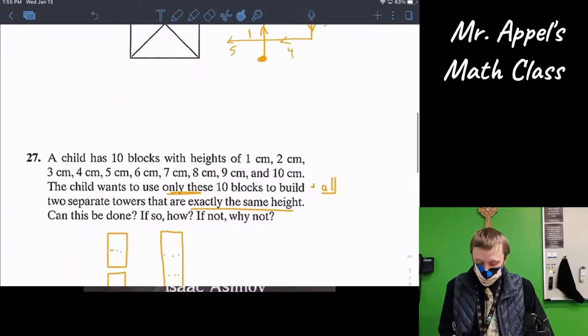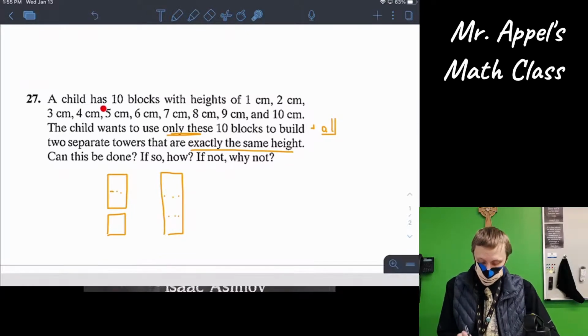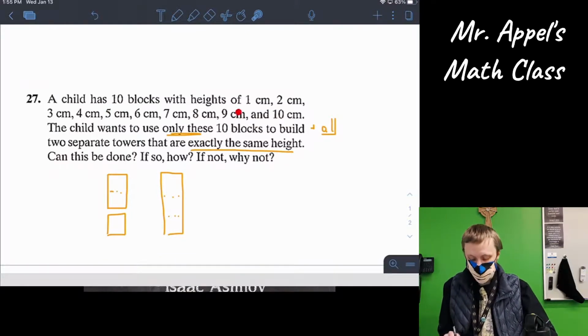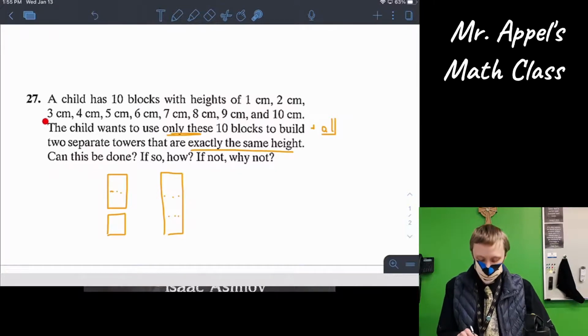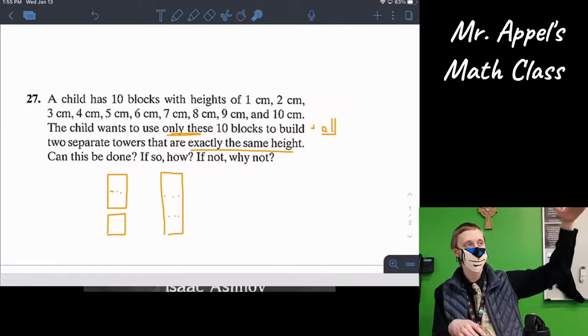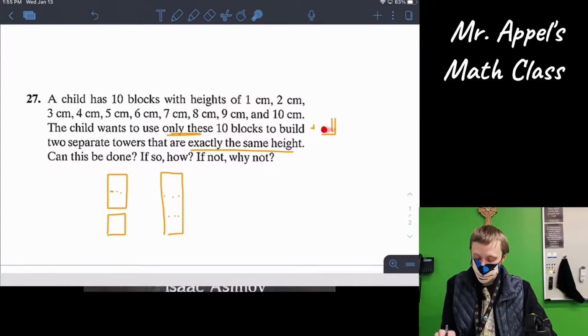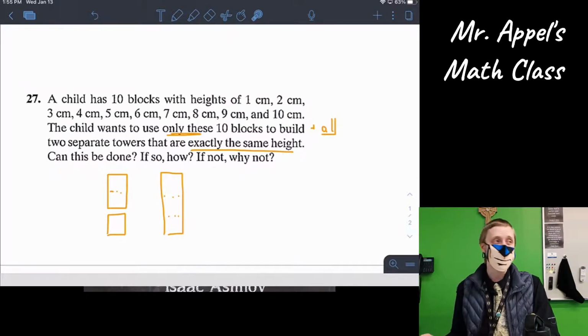All right, and then finally, for level 1, we have a child has 10 blocks with heights of 1 centimeter, 2 centimeter, 3, 4, 5, 6, you get the idea, right? All 10 sizes, centimeters of blocks. The child wants to use only these 10 blocks, and I should specify here, all the blocks, to build 2 separate towers that are exactly the same height. Can this be done? If so, how? If not, why not? Okay?